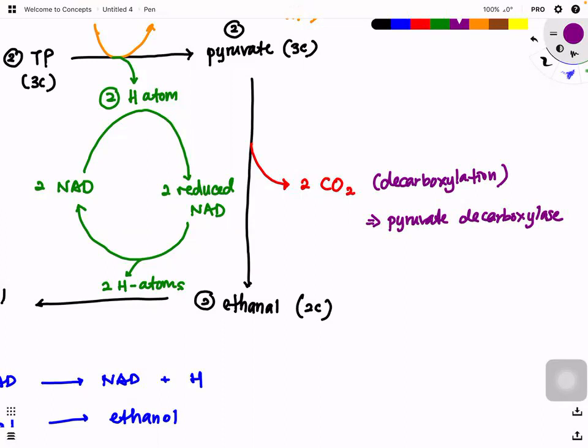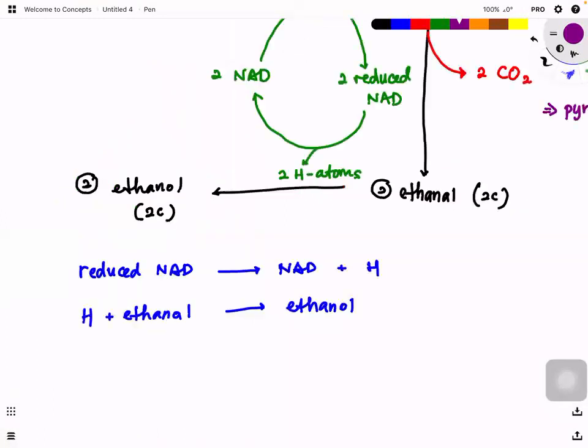For ethanal to be converted to ethanol, the name of the enzyme here is ethanol dehydrogenase. Okay, ethanol dehydrogenase. So in this case, we dehydrogenate from who? We remove the hydrogens from the reduced NAD, pass them to ethanal, therefore we get ethanol. So the enzyme involved here is ethanol dehydrogenase.